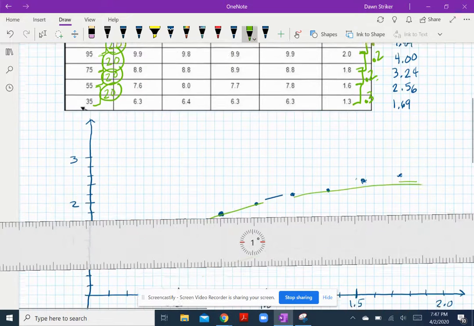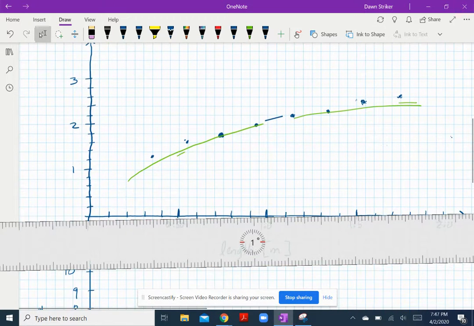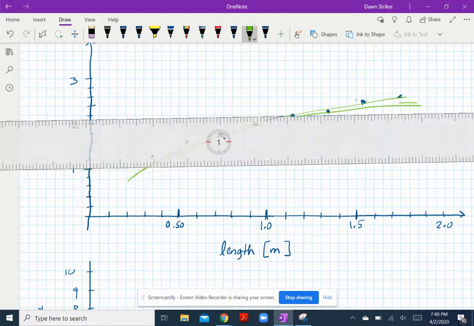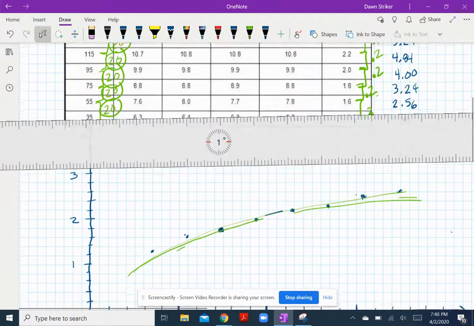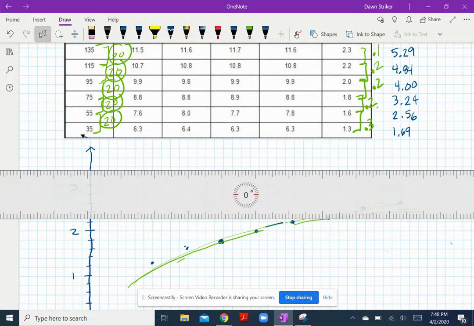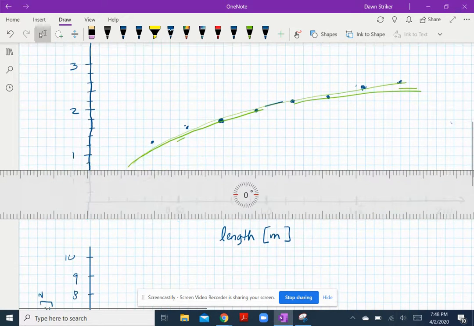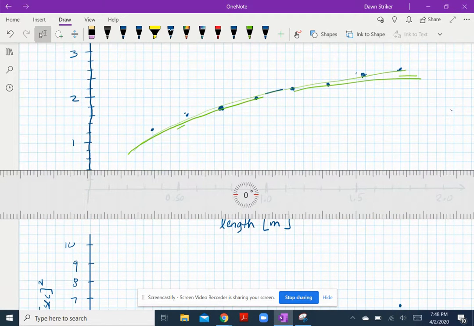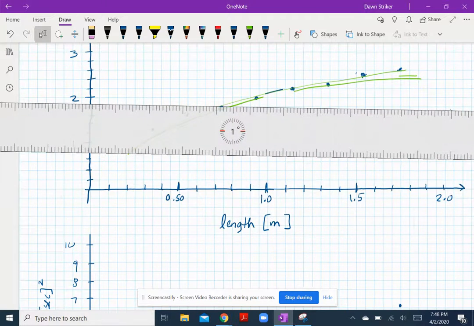So that's why you see this sort of curve that is actually more indicative of a square root curve than a linear quantity. You can see that pattern in the table. You can also see it in the graph of length versus period.